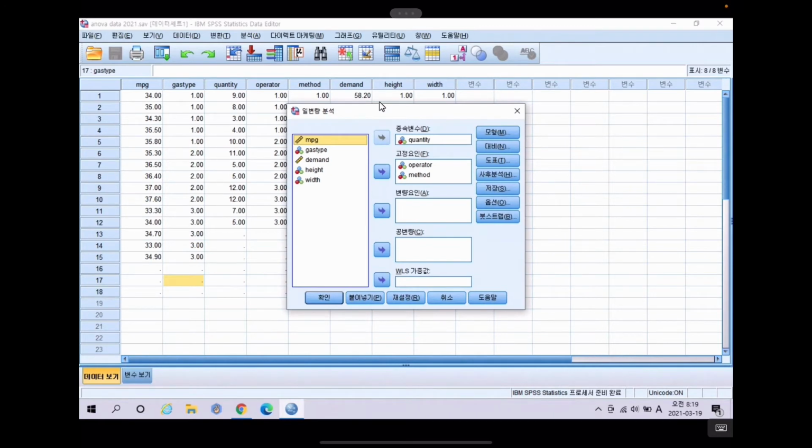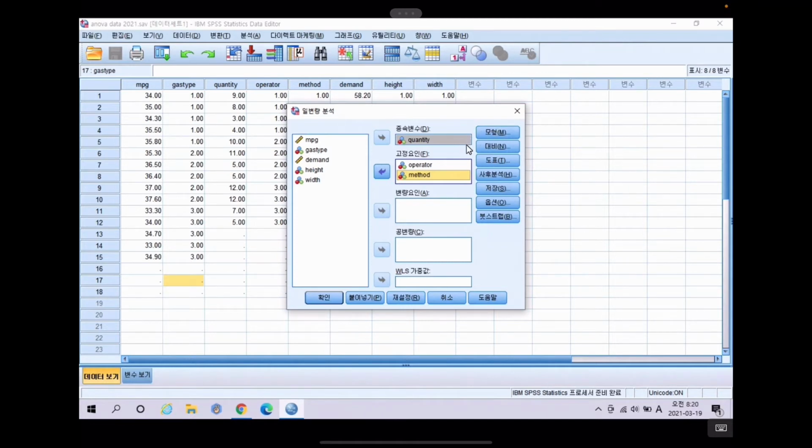I already moved variables here, so let me show you again. Let me return these things. In this case, production quantity is the dependent variable, so you move it to the right. We had two factors, operator and method, so you move these two. Now for the two-way ANOVA, you need to specify your model.